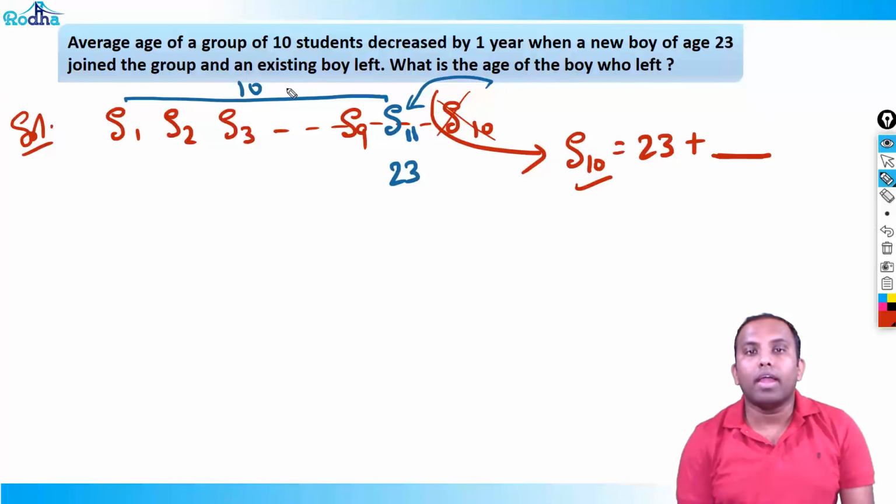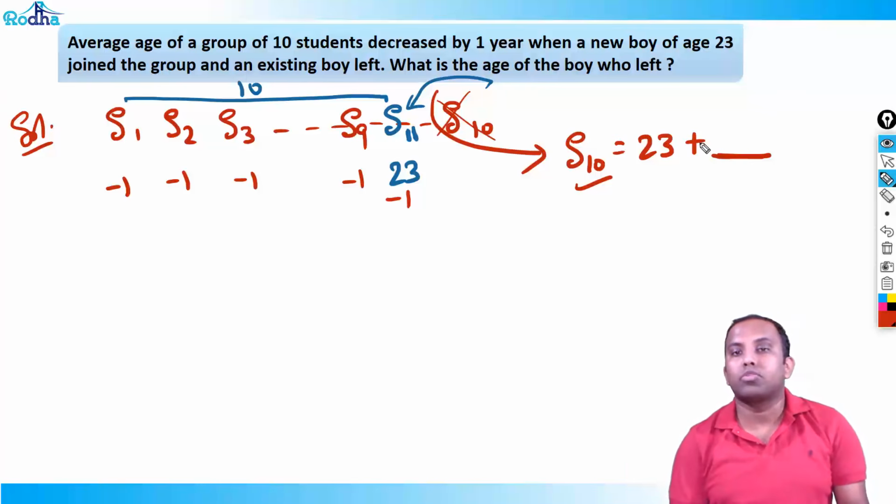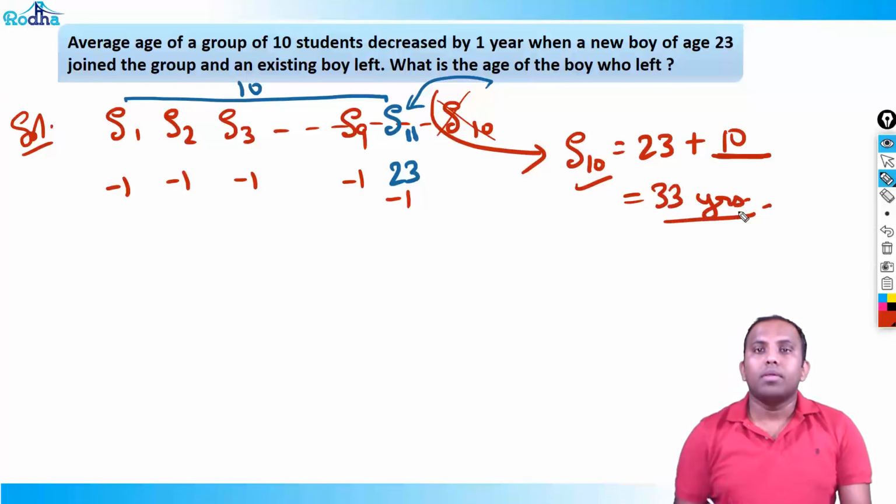The average age of the whole group decreases by 1 year, so 1 year decrease in the average age of all the 10 students. Now there are 10 students, so this S10 takes away 10 years of the group, minus one from each student. So S10 is 23 plus 10, 33 years. So simple concept, right?